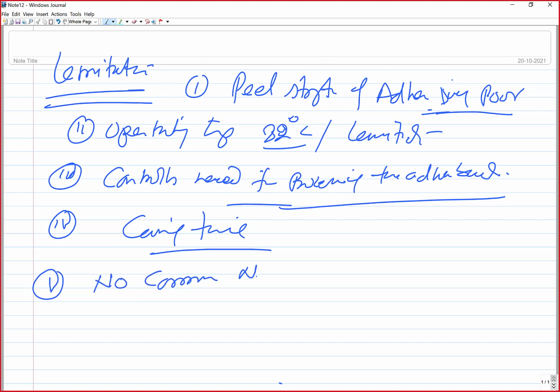Okay, then the next point is, you see, there is no common NDT technique that can be used for ensuring the quality of the joint. The NDT techniques that are known for quality assessment of metallic joints are not actually applicable for adhesive joining. So no common NDT techniques are helpful for ensuring the quality in adhesive joining.